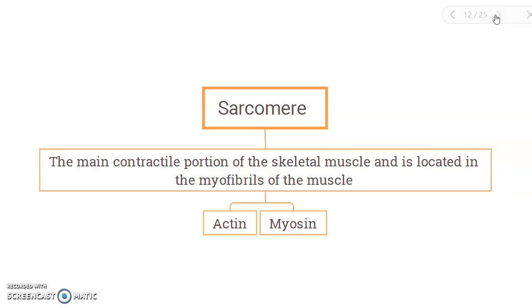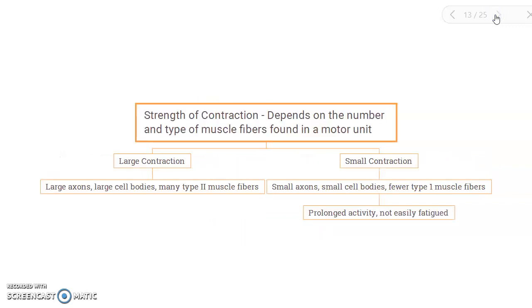So the sarcomere is, again, made out of actin and myosin, and this is the main contractile portion, located in the myofibrils. The strength of contraction depends on the number and the type of muscle fibers found in a motor unit. So you have a large contraction or you have a small contraction. A large contraction includes large axons, large cell bodies, and many type 2 muscle fibers. So you're having a fast twitch.